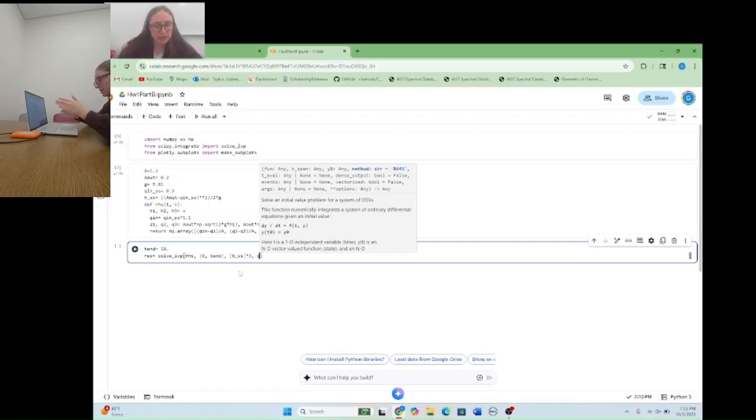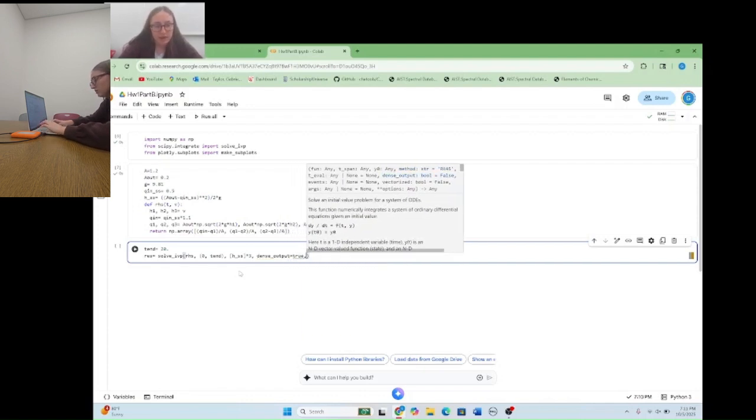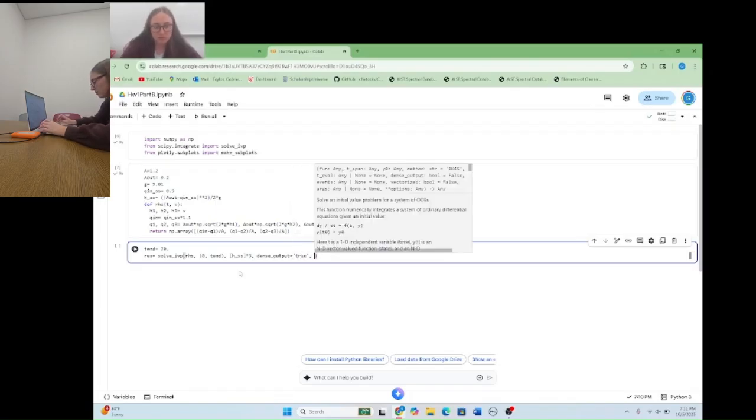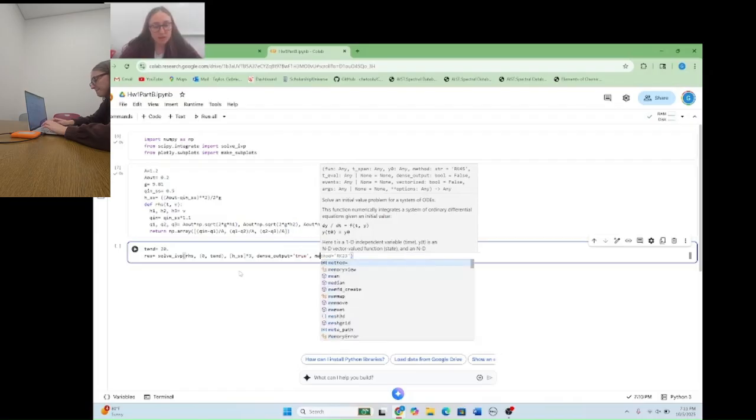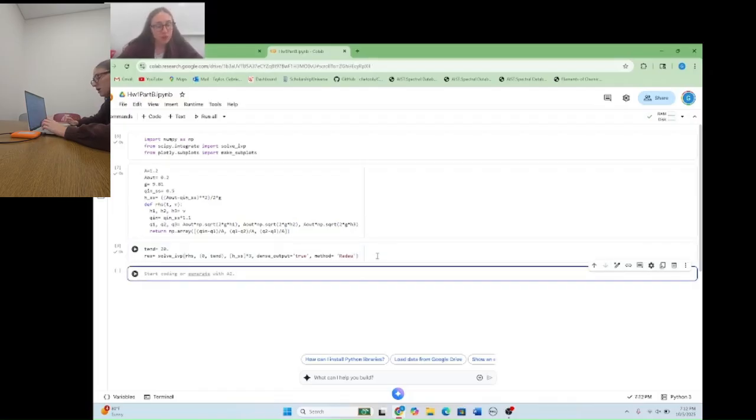Next, we have dense_output is going to equal True. And it needs to go like that, True. And then method is going to be equal to Radau. And, yeah. Okay, so after that, let's make our plots.